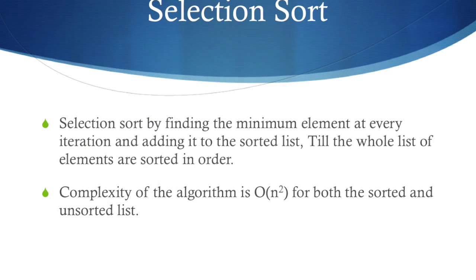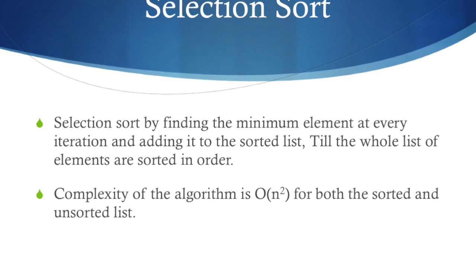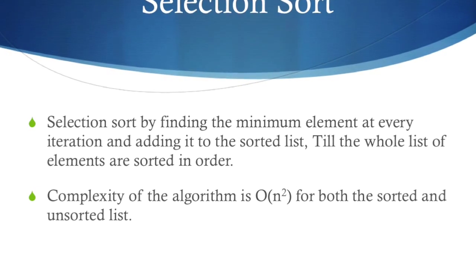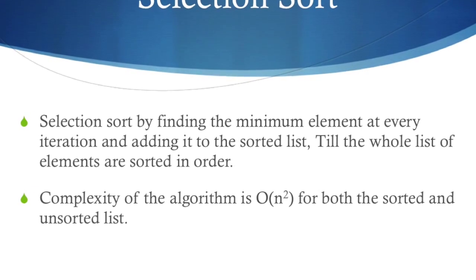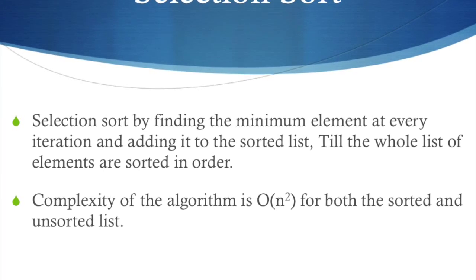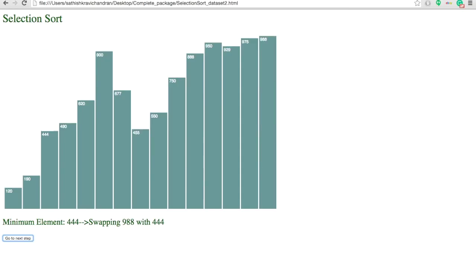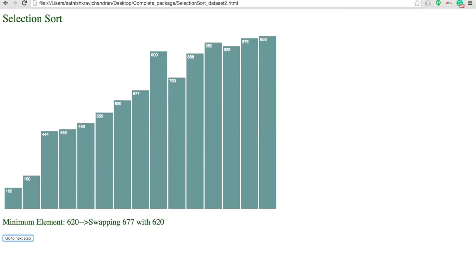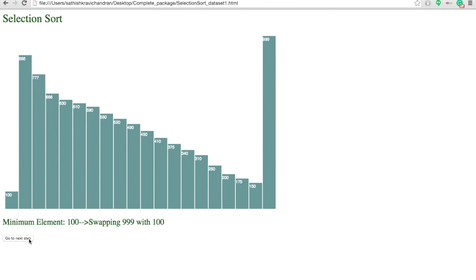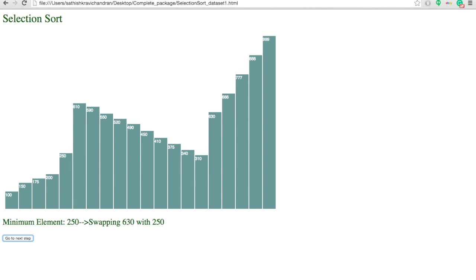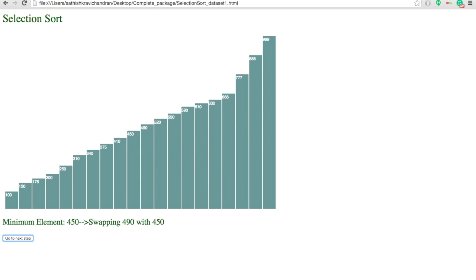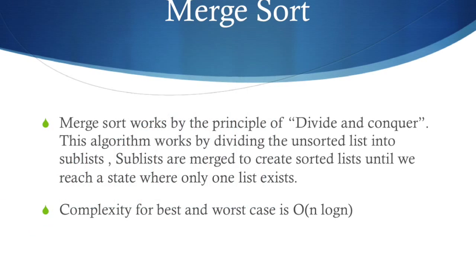Selection sort works by dividing the list into sorted and unsorted parts. Initially, the sorted part is empty. Selection sort works by finding the minimum element from the unsorted list and adding it to the sorted list. Once the unsorted list is empty, the sorted list contains all the elements in sorted order. Here in this video, we can also see the minimum element at every step and finally the list is sorted.